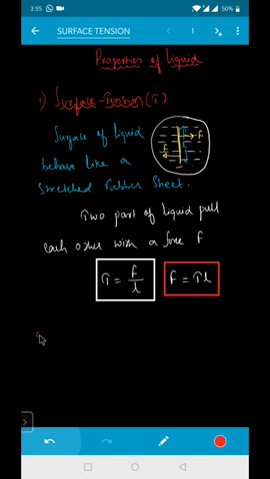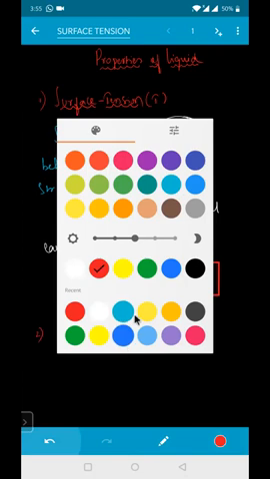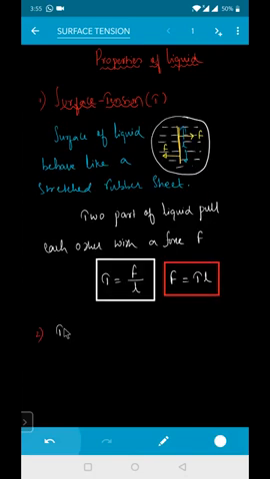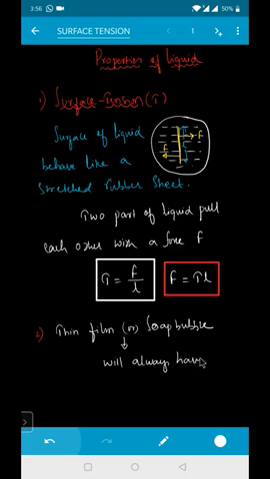Very important point. Thin film, or we can say a soap bubble. Thin film or soap bubble always has two surfaces. Thin film or soap bubble will always have two surfaces.